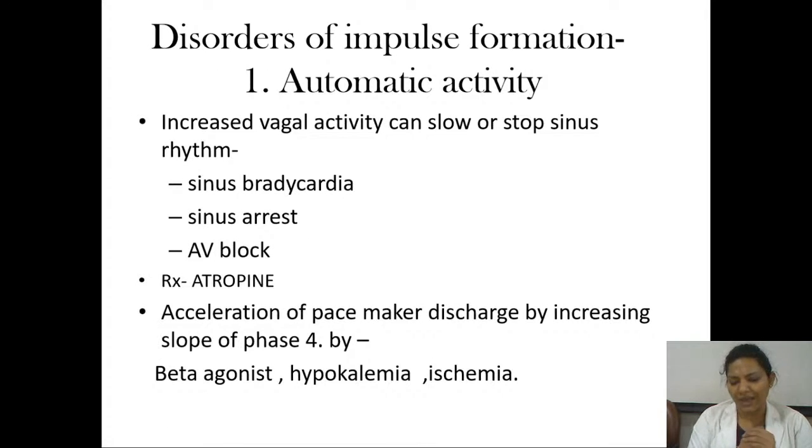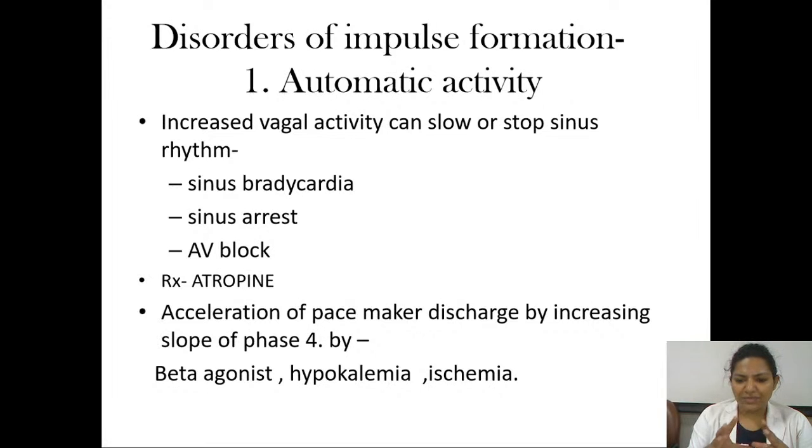First of all, automatic activity. Automatic activity may be because of increased vagal activity, or due to acceleration of the pacemaker discharge. Increased vagal activity can either slow down or stop the sinus rhythm. By sinus rhythm we mean normal rhythm, right? So if the vagal activity increases, the patient might have bradycardia, arrest, or AV block. In these patients, when the vagal activity is increased, we give atropine in order to increase the sinus rhythm.